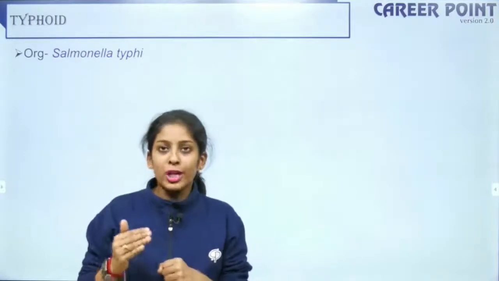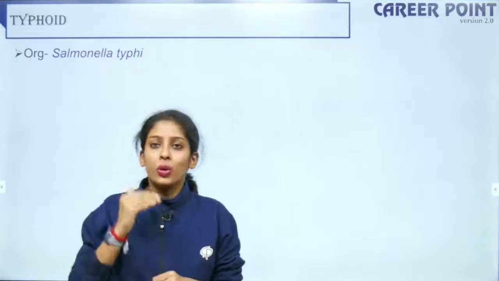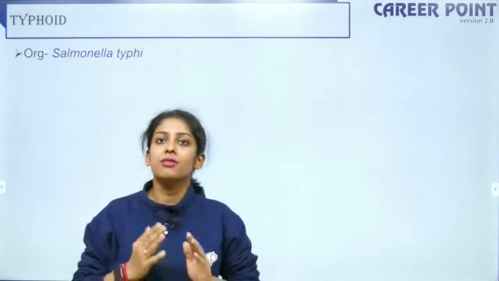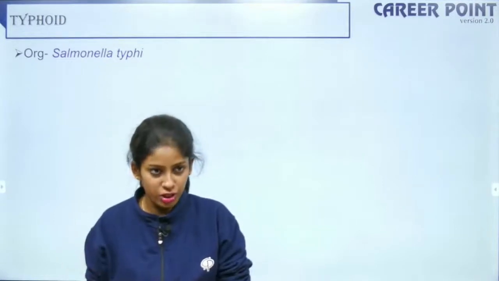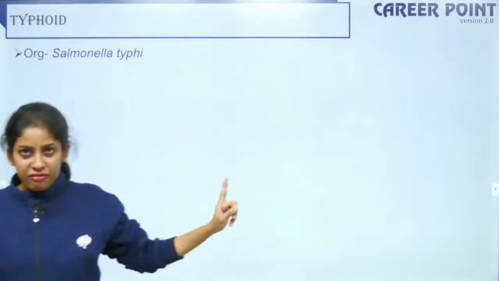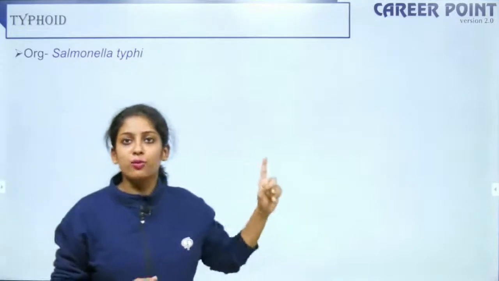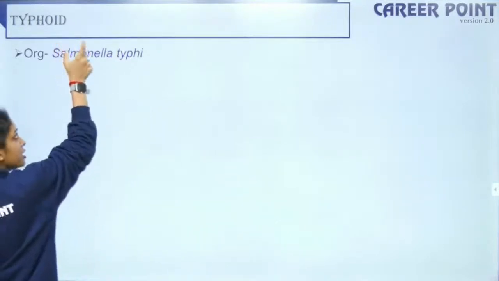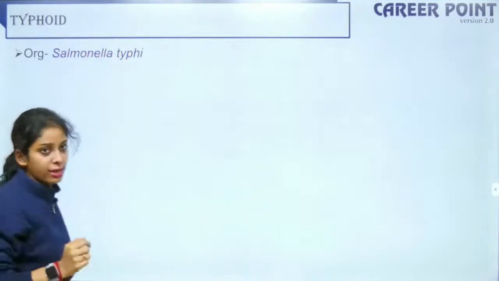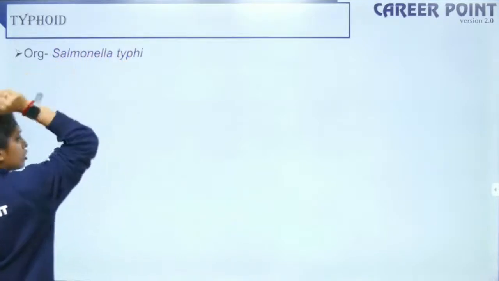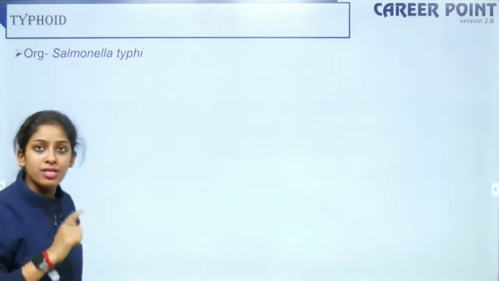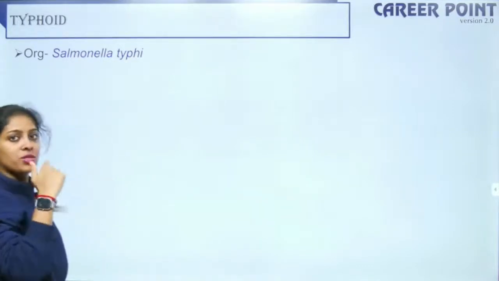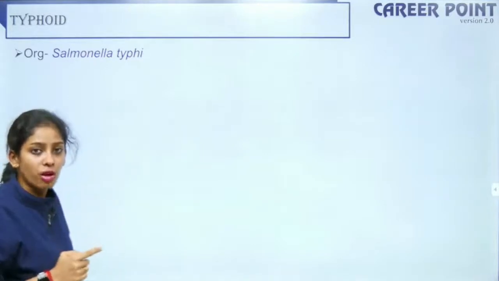One more thing, when it comes to biology, it is very particular that you write the name of an organism according to binomial nomenclature. Salmonella typhi is the name of the organism which causes typhoid. This is your genus name, this is your species name. The first letter of the genus name should be in caps. Salmonella, S is capital, right? Typhi, which is the species name, T is small, right?